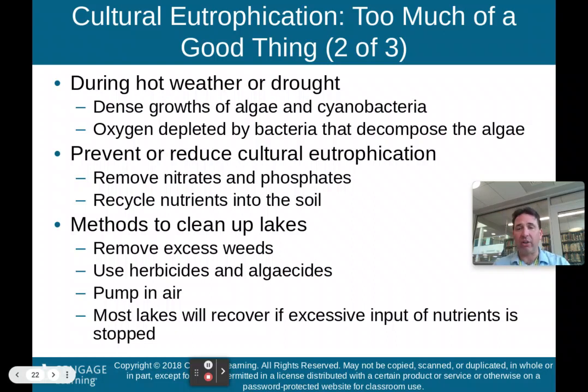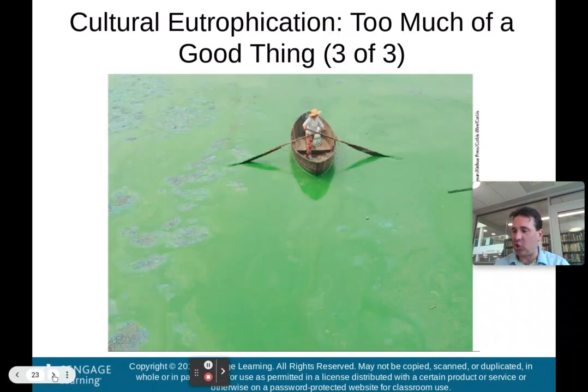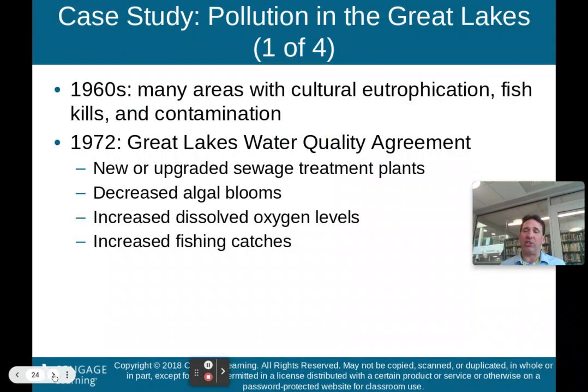Most lakes will recover if excessive input of nutrients is stopped. But again, it takes a lot longer in lakes and reservoirs for that to happen than it does in streams. And here's just an example of severe cultural eutrophication of Chow Lake in China. You'll see this all over this area as well, especially in the summer. Look at any ponds or lakes in the Westchester area here, and many of them in the summer you'll see looking like this, basically green on the top with all that algae.